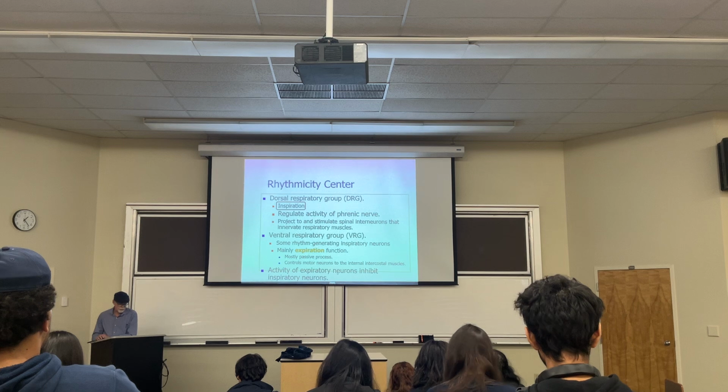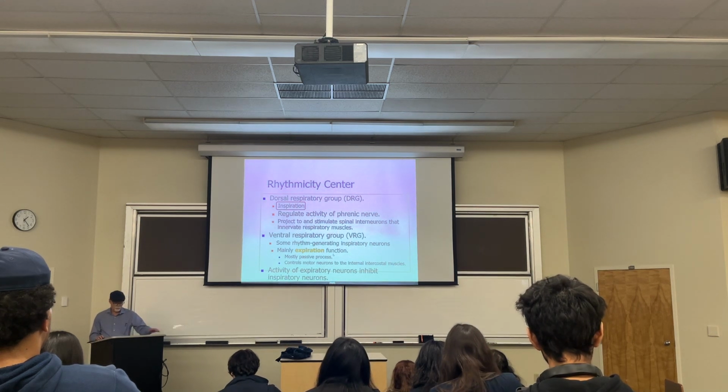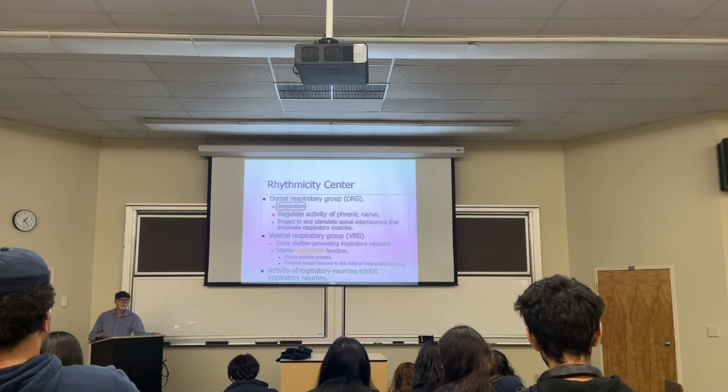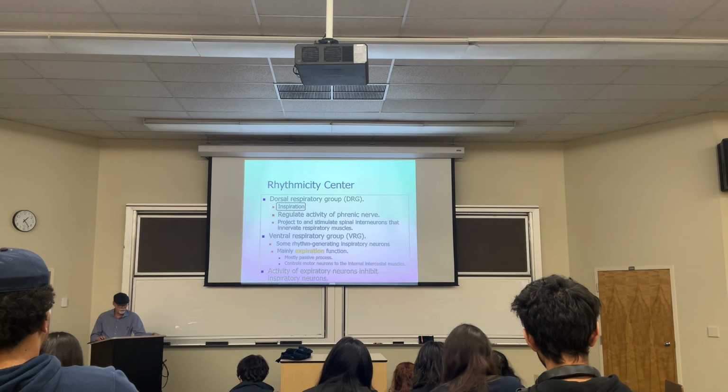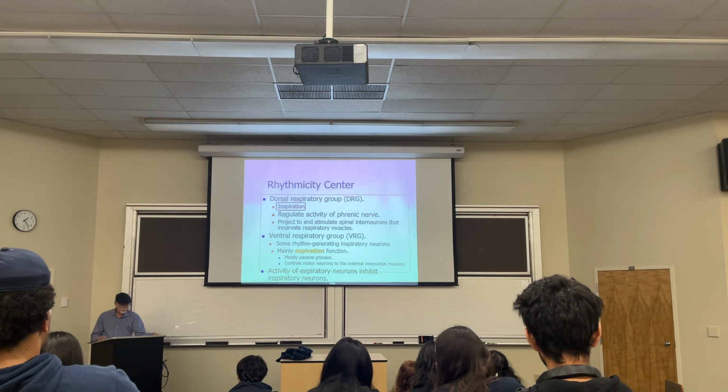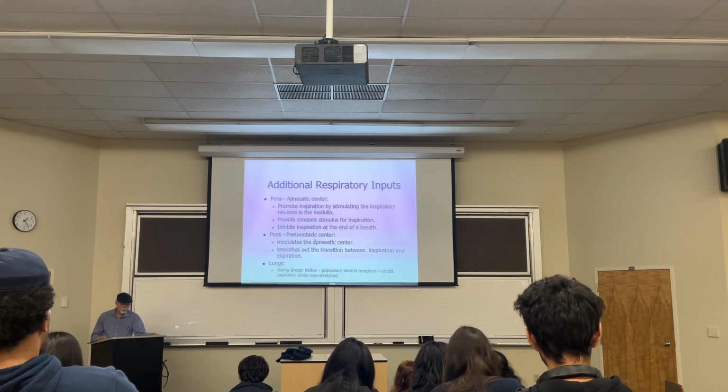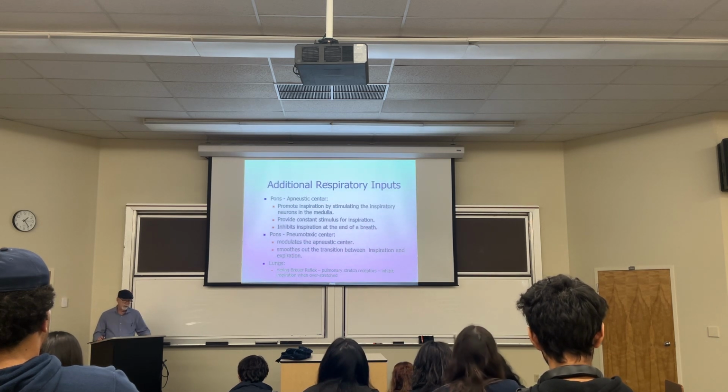The activity of the excitatory neurons from the ventral group inhibit inspiration so that you don't have both trying to go at the same time. So breathing in and then breathing out in this rhythmic pattern. Well, what about the other two centers from the pons?